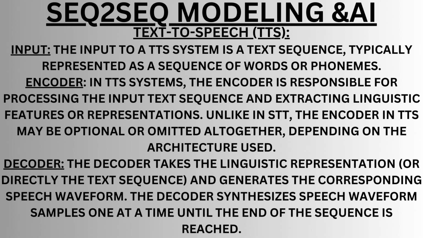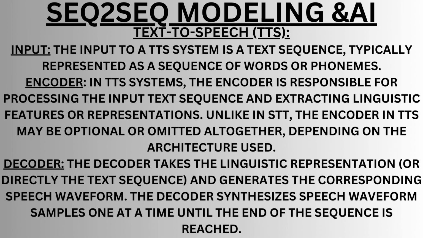Text-to-speech (TTS) input. The input to a TTS system is a text sequence, typically represented as a sequence of words or phonemes. Encoder. In TTS systems, the encoder is responsible for processing the input text sequence and extracting linguistic features or representations. Unlike in STT, the encoder in TTS may be optional or omitted altogether depending on the architecture used.